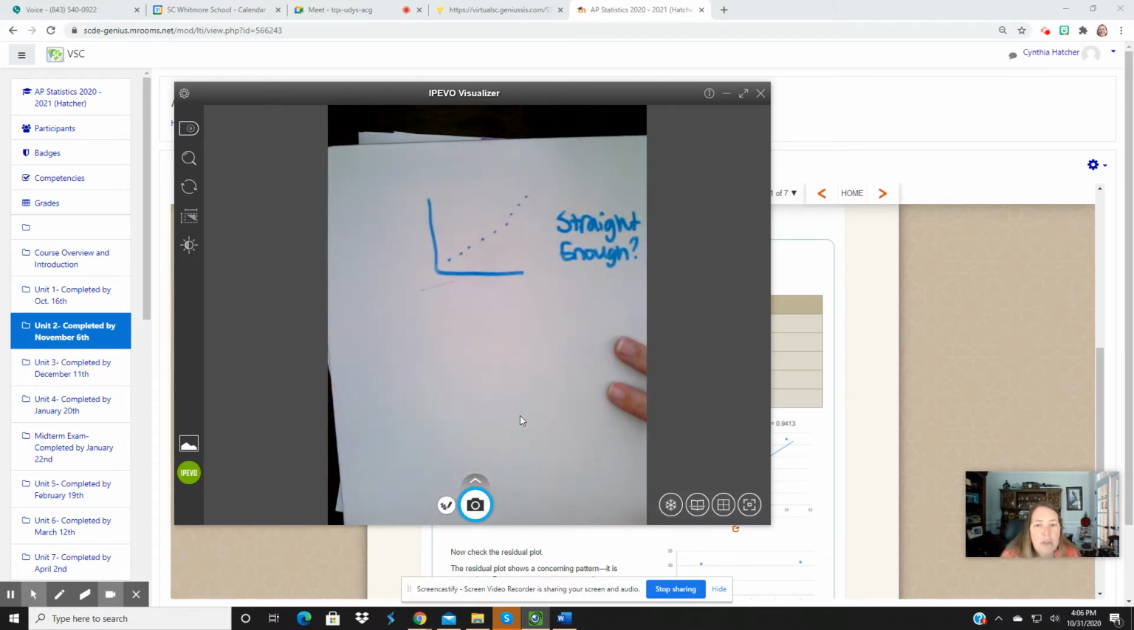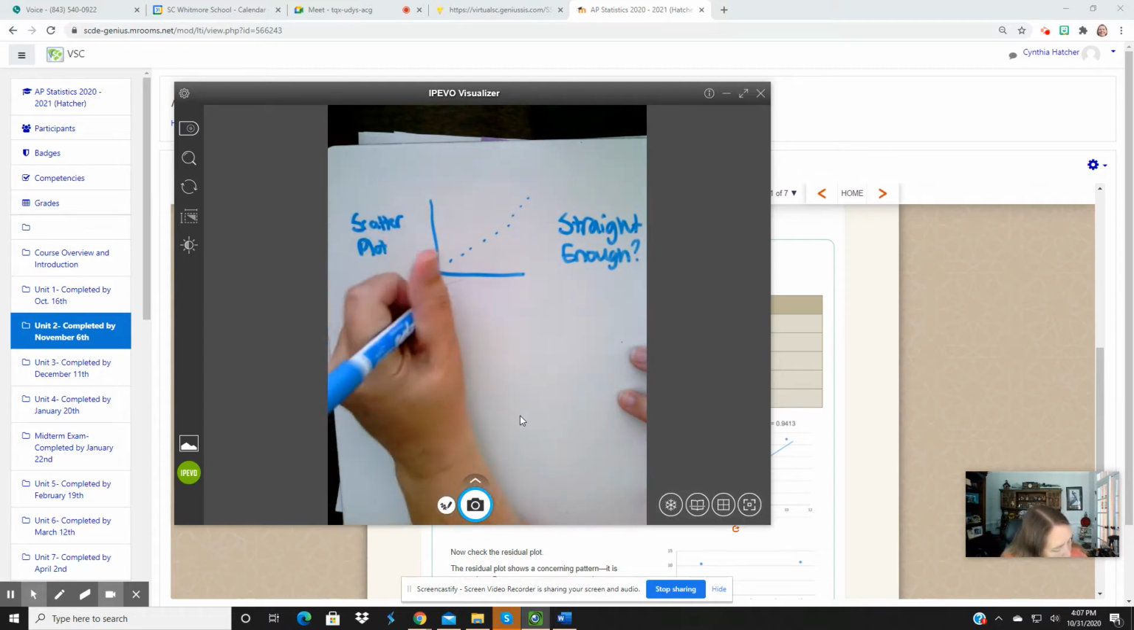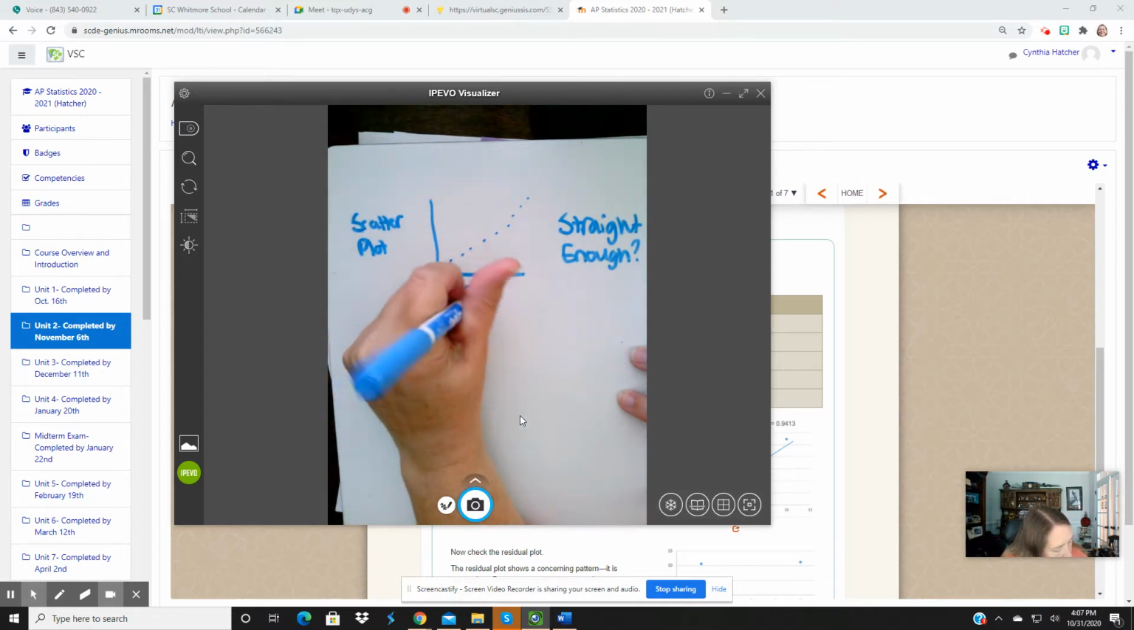The reason why you're asking yourself this is because you can always do a linear regression, but maybe you shouldn't do one. Just because you have the technology and you can tell your calculator to do linear regression doesn't mean you should. So you look at the scatter plot and you say, is it straight enough? If it is, then you are going to run a linear regression.